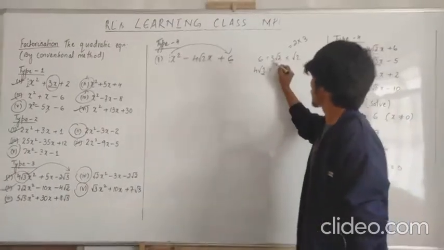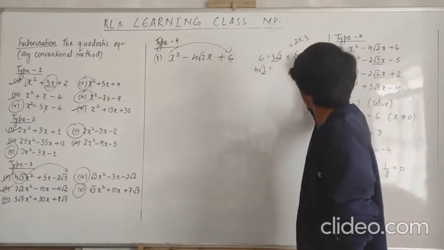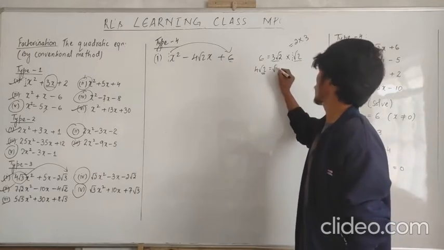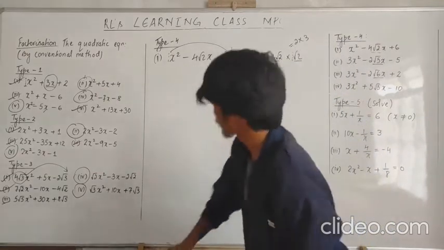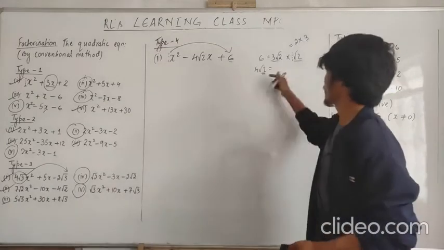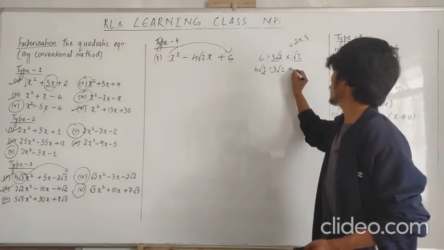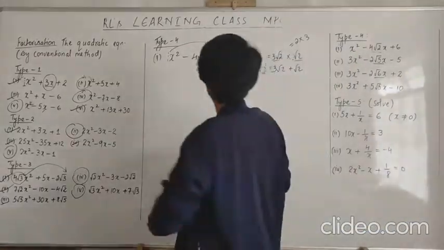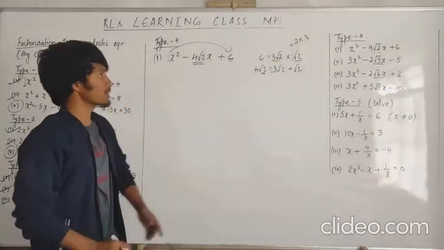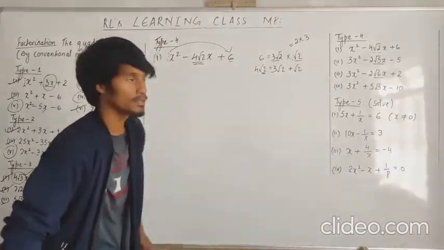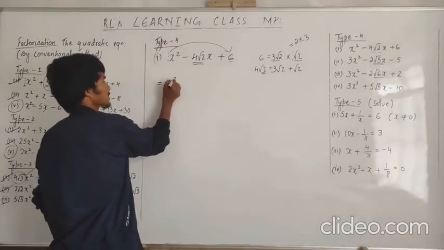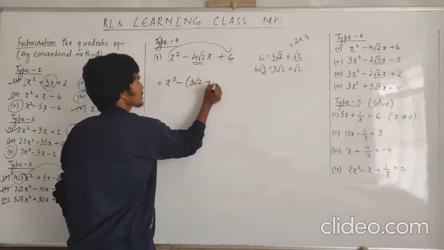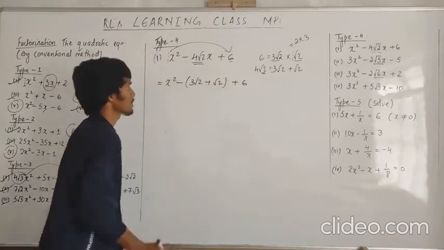Now we got 3 root 2 and root 2, so here it will be 1 root 2. Then 1 plus 3 will be 4. Then we got 3 root 2 plus 1 root 2, and 1 plus 3 will be 4. Now in place of the middle term, 4 root 2, we put 3 root 2 plus root 2, so x squared minus 3 root 2 x minus root 2 x plus 6.